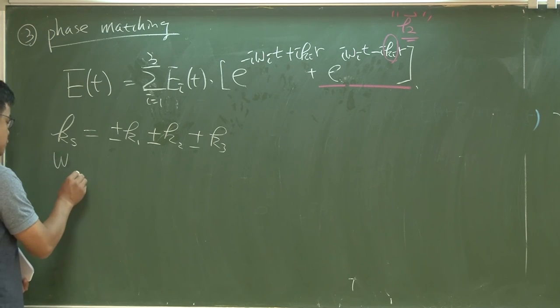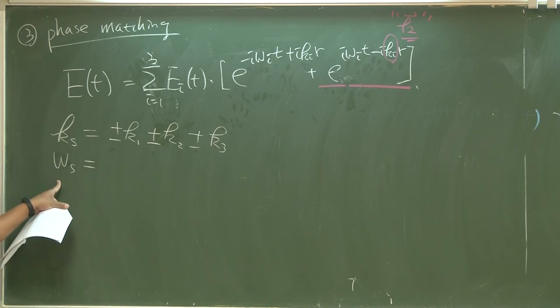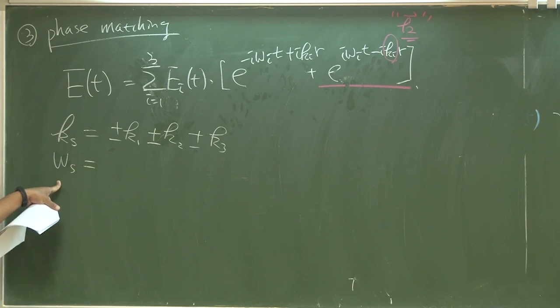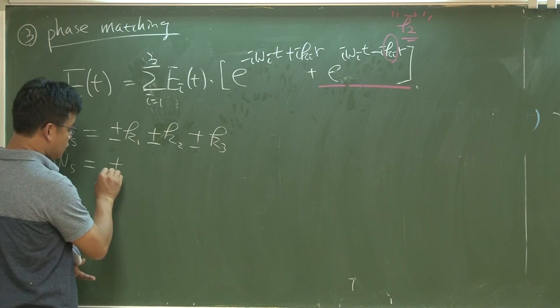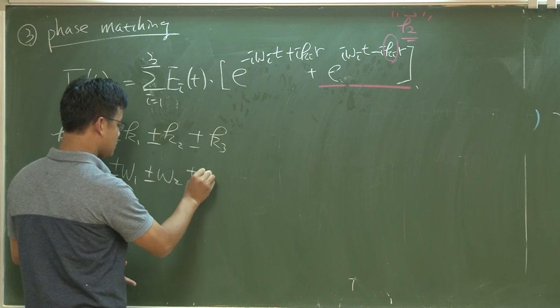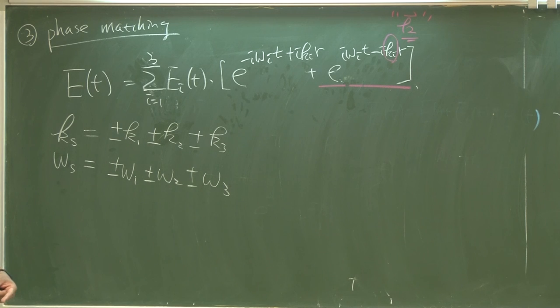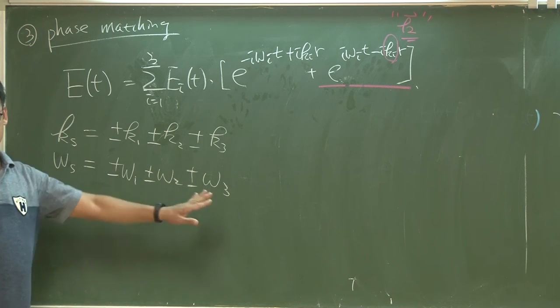By conservation of energy, omega s is the angular frequency of the signal coming out. You can have absorption or emission, so it will be omega 1, omega 2, plus minus omega 3. When you pick up each pulse, you can pick up the absorption part or the emission part. Your system energy can increase or decrease. And in the end, the signal coming out should have this combination.